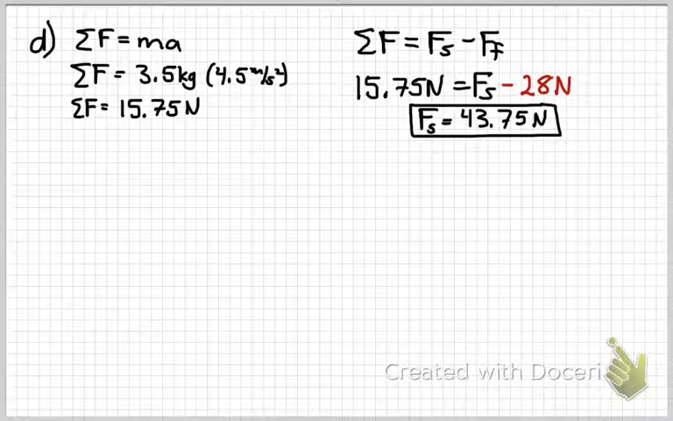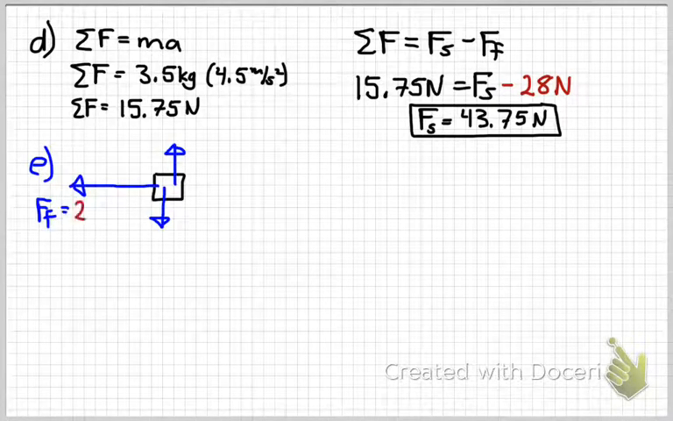The last part, part E, what happens if she's not exerting any force at all? So now your free body diagram looks like that. The block doesn't immediately stop. There's still friction acting on it, so there's still forces, but it doesn't come to an immediate stop. It's going to decelerate gradually over time.